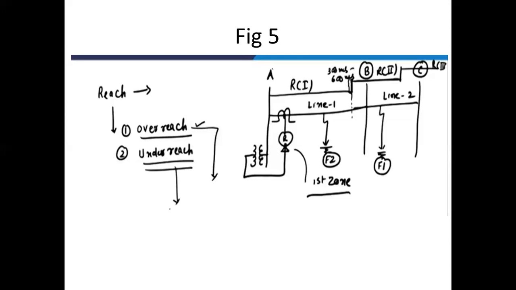Similarly, let us see what is underreaching of the distance relay. Underreaching means if a fault occurs within the first zone area, let's say at point F2, obviously this fault is in the first zone, so relay R has to sense this fault and it has to operate. But if relay R does not operate, or if R is not able to sense the fault at F2, then that is known as underreaching of the relay. Underreaching of the distance relay is defined as the tendency of the distance relay to remain in blocking condition, or to remain in an inoperative condition, even though the fault is within its zone of protection. So this is known as underreaching of the relay.